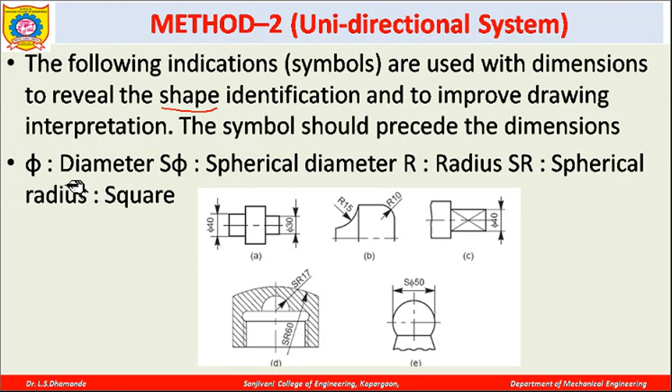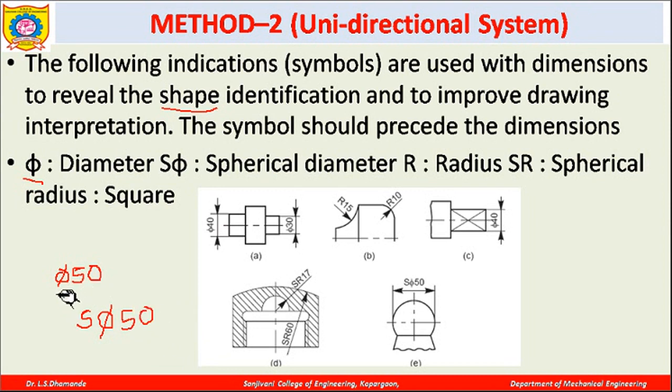Like if I have to show the diameter of any component, I should write the phi there, so phi 55. If I have to specify a diameter, I will be writing like this, phi 50. Whatever the dimension is of 50 mm, it will be preceded by this particular phi. If I have to show the spherical diameter, because it is a sphere, in that case it is specified as S phi 50 mm. It means it is a sphere of spherical dimension of 50 mm.